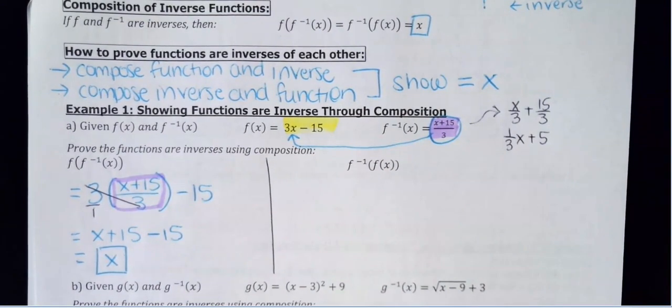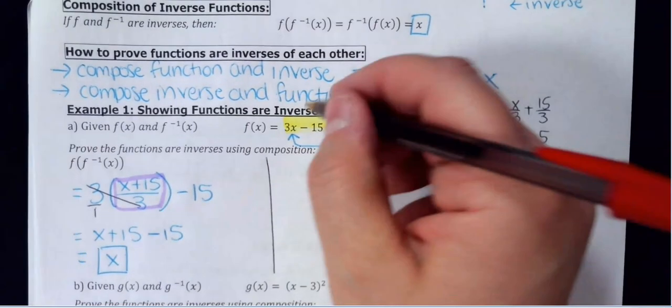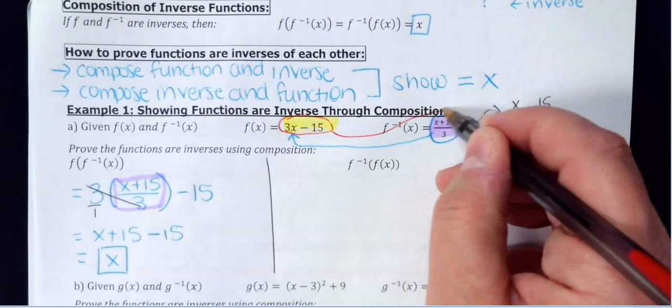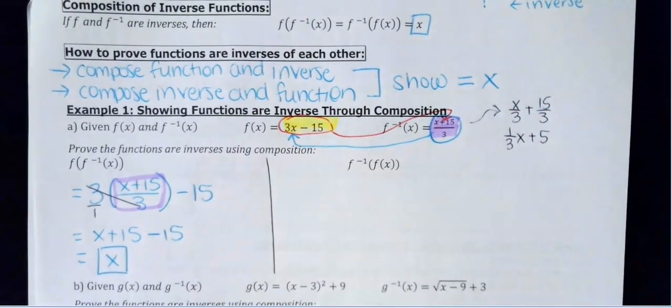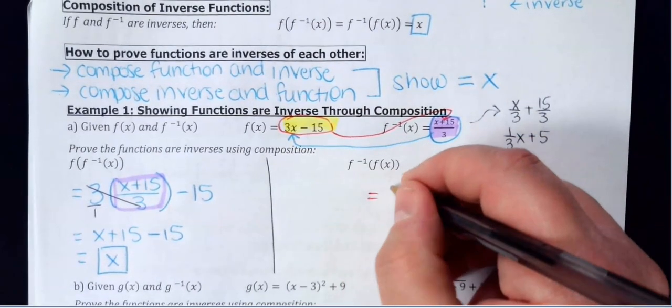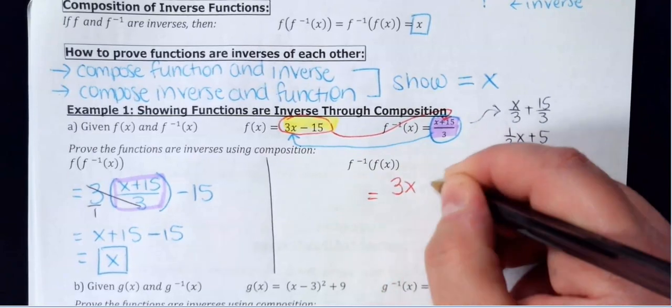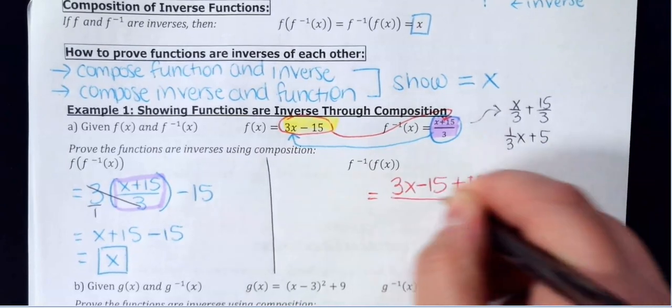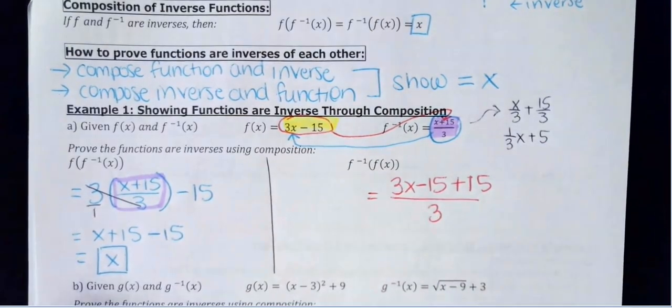Now I'm going to reverse this. To show they're inverses, you have to show that both of these algebraically simplify to be x. So to reverse this, I'm going to compose the inverse with the original function. I'm going to take the original function they wrote in the directions, and everywhere I see an x in the inverse, I'm going to replace it. The inverse has a fraction, and on the top it has x plus 15. In place of the x, I'm going to put the 3x minus 15, and then I had a plus 15 up there also on the top.